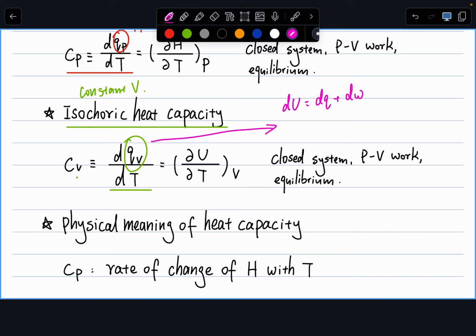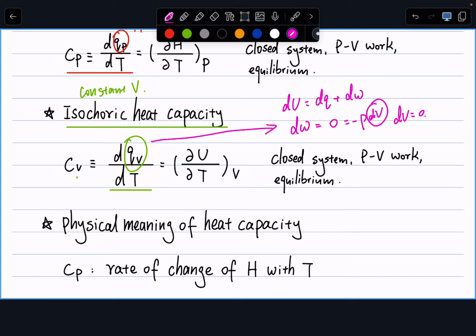And the other way to put it, we're talking about a constant volume process and reversible PV work only. We know it is reversible because it states that this is for equilibrium, right? So at equilibrium, you only have infinitesimal changes or very slow changes. So in this case, we have our dW equals 0 because our dV is 0 for isochoric processes.